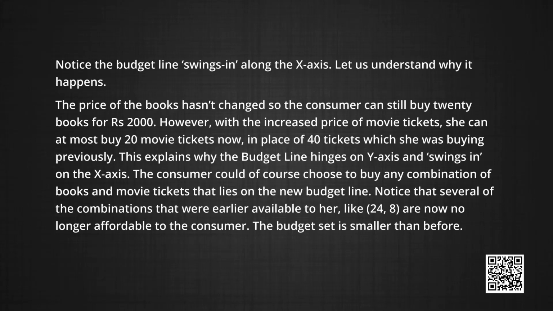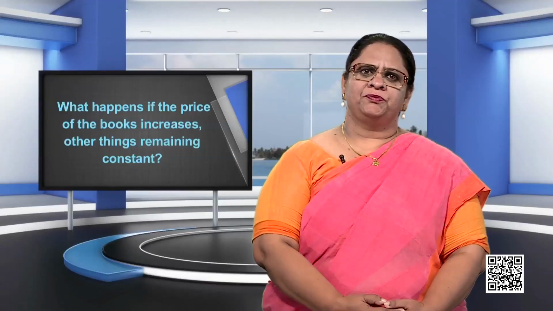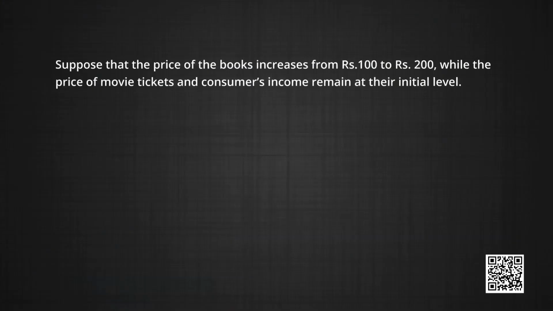The consumer could, of course, choose to buy any combination of books and movie tickets that lies on the new budget line. Notice that several of the combinations that were available earlier, like 24/8, are no longer affordable to the consumer. The budget set is smaller than before. What happens if the price of books increases, other things remaining constant?